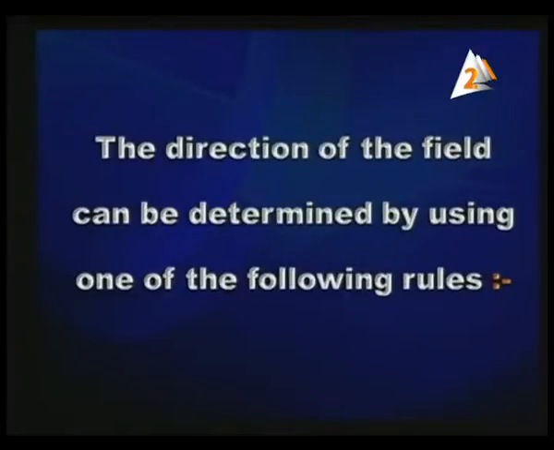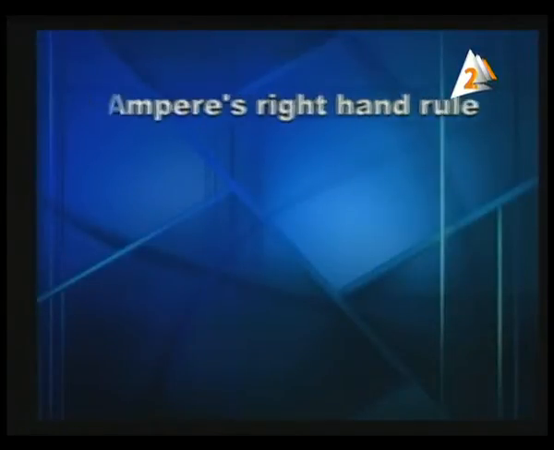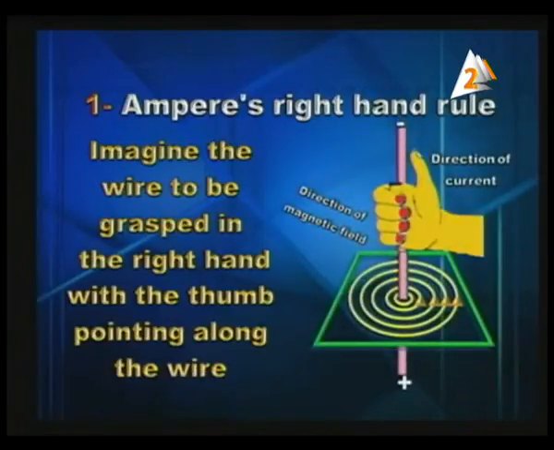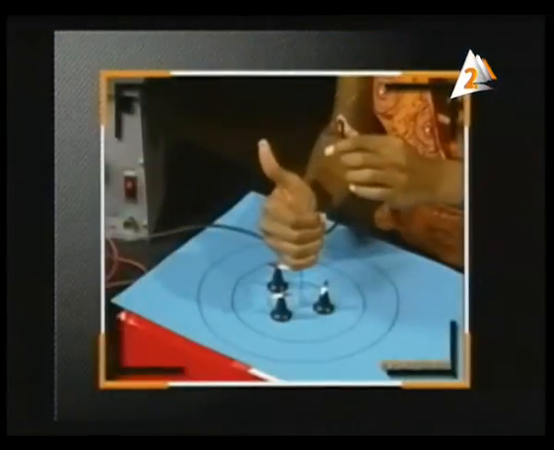Theoretically, the direction of the field can be determined by using one of the following rules. The first rule here is Ampere's right hand rule. It is shown in front of you. Imagine the wire to be grasped in the right hand with the thumb pointing along the wire. So the thumb points in the direction of the current.